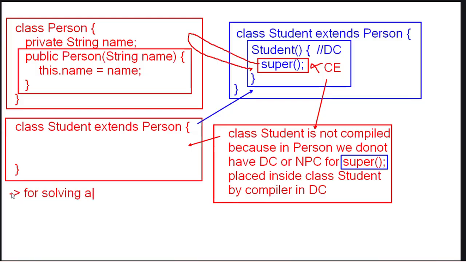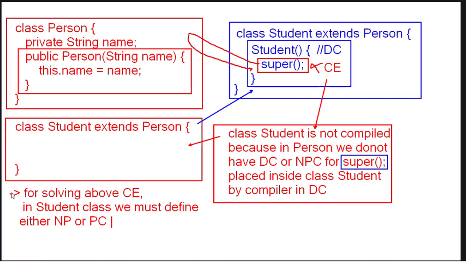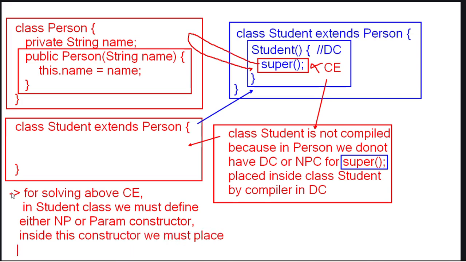Third point, for solving the above compile time error. In the Student class, we must define either a no-param or param constructor, and inside this constructor we must place super of string arg, as shown below.